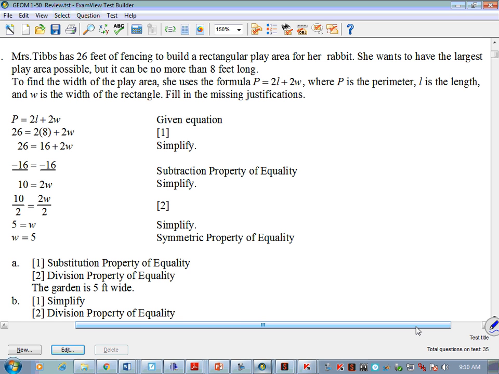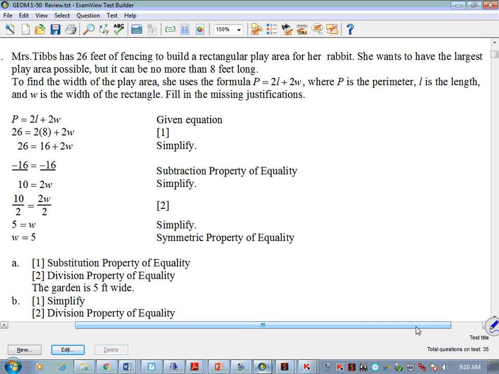Keeping in mind, what does it say? It can be no more than 8 feet long. So they start off with the given. Notice, where does the 26 come from? Well, it says that she only has how much fencing? 26 feet. So that's a limitation that she has. She's only got 26 feet of fencing.